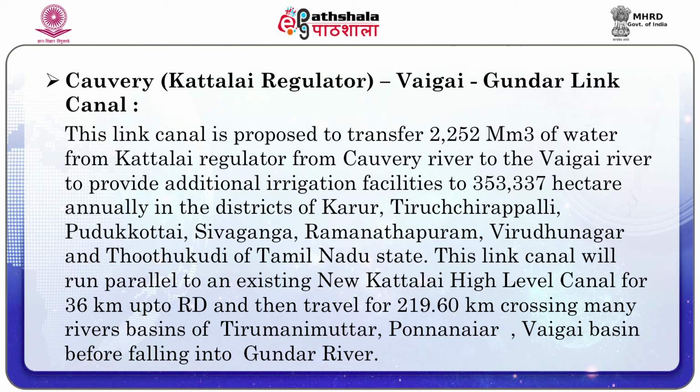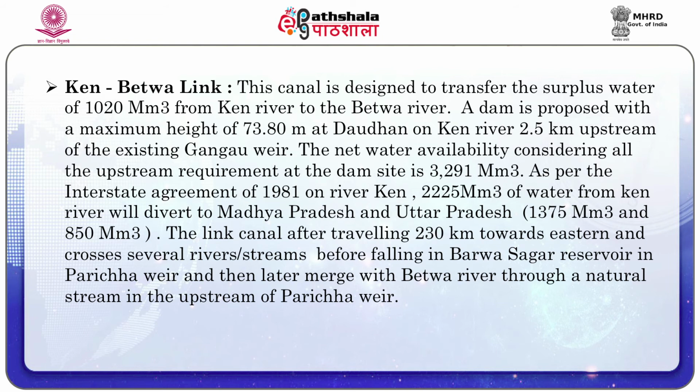This link canal will run parallel to the existing new high-level canal for 36 km up to RD and then travel for 219.60 km, crossing many river basins falling into Gandhar rivers. Ken-Betwa link. The proposed link canal is designed to transfer the surplus water of 1,020 cubic millimeters from Ken River to the Betwa rivers.